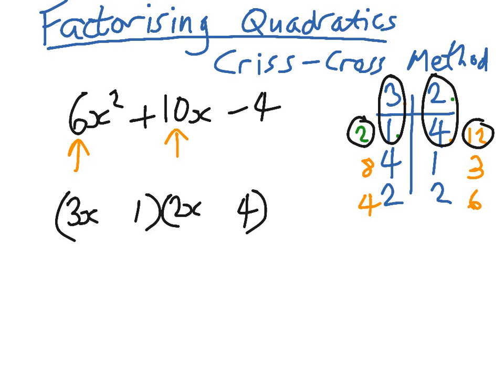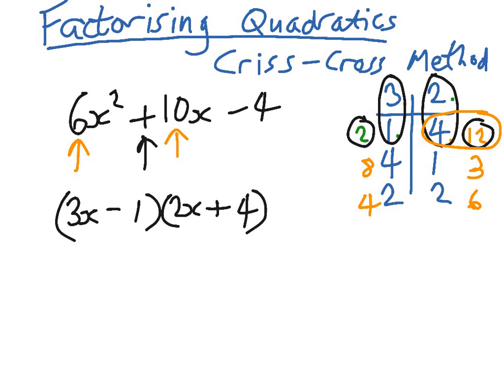Now, if we look back at the table, the larger number that was created was the 12, and that was associated with the 4, and so that means that the sign in front of the 10x, which is a positive, a plus, needs to go with that larger number, so in this case here. Now, what do we have to multiply 4 by to get minus 4? Well, that's going to be minus 1. So in the other bracket we've got 3x minus 1, and then the second bracket 2x plus 4.